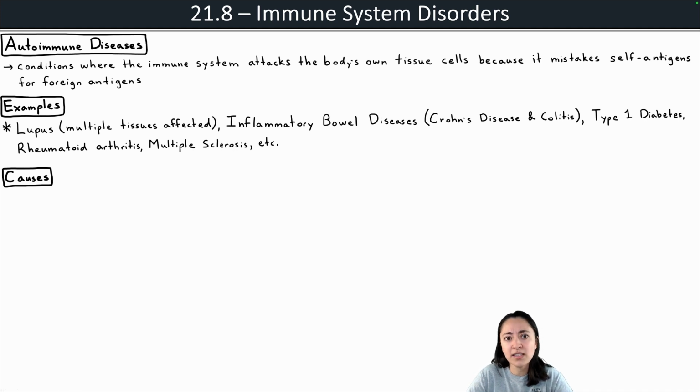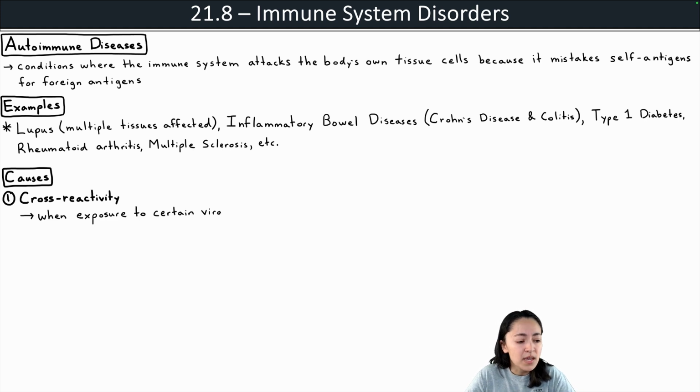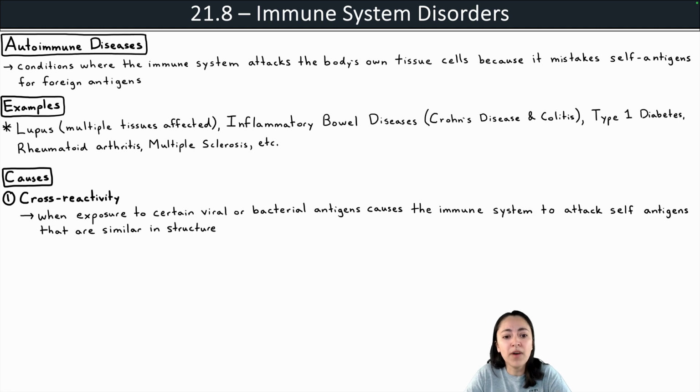There are three main things that usually lead to autoimmune diseases developing. The first one is known as cross-reactivity. This is when your body is exposed to certain viral or bacterial antigens, and this causes the immune system to attack self-antigens that are similar in structure. Let's say you're exposed to a specific bacterial antigen. Your immune system learns to attack that bacterial antigen, but it might become a little bit too generalized, and it might start attacking self-antigens within your body that are structurally similar to those bacterial antigens. And that can lead to your body attacking your own tissue cells.